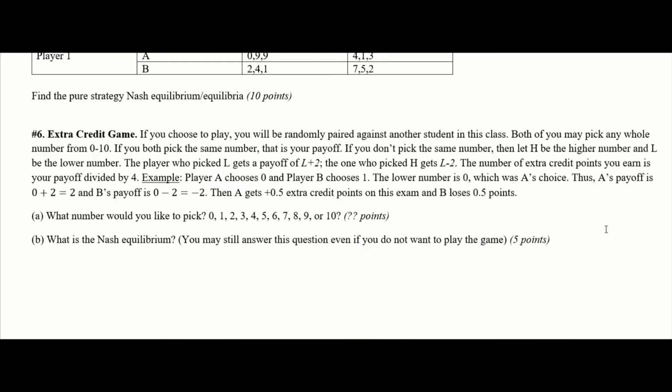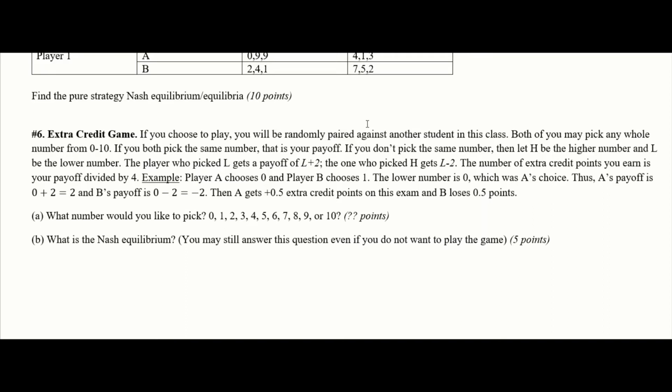Why is that? Well, you can see that each player wants to try to undercut the other player. So if your opponent picks 10, what you want to do is pick 9, right? If you undercut them and pick 9, you're getting the lower number 9 plus 2, so you'll be getting 11. So that's the biggest payoff you can possibly get. The person who picked 10 picked the higher number, so they're getting the lower number 9 minus 2, just 7. So if they pick 10, you pick 9, you undercut them, you get a payoff of 11.